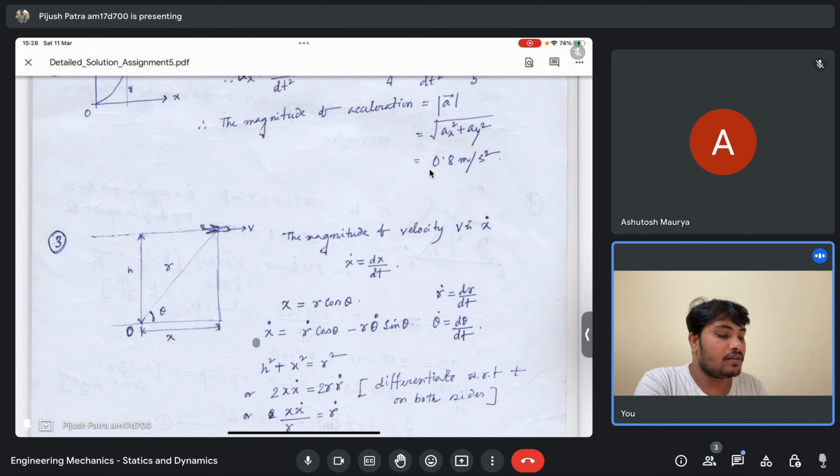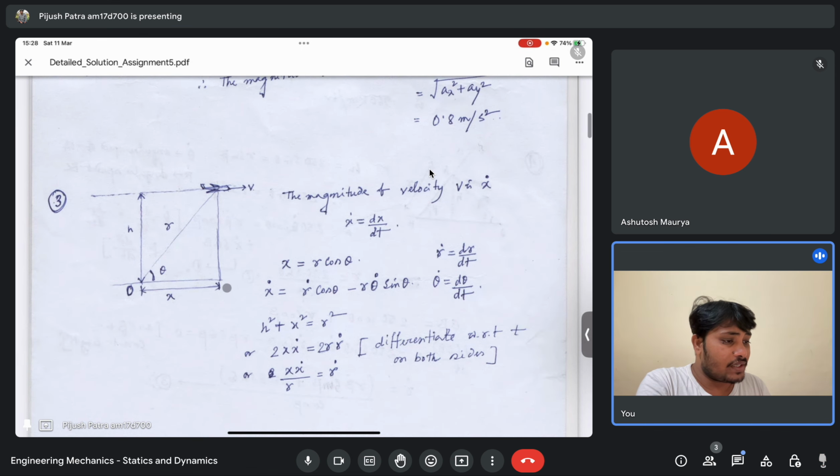Now take the derivative with respect to time. So x equals r cos theta, and x dot equals r dot cos theta minus r theta dot sin theta, because the derivative of cos theta is minus sin theta, where r dot equals dr dt and theta dot equals d theta dt. That means how r and theta are changing with respect to time. Now r squared equals x squared plus h squared, that means r squared equals x squared plus y squared, and here instead of y it is h. Now again do a derivative of this expression with respect to time.